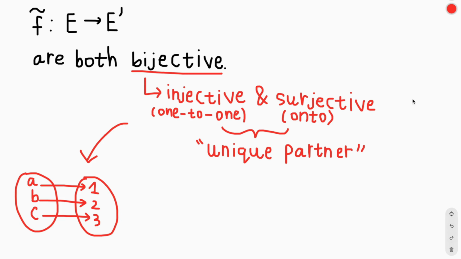And if you map it differently, right, you say A goes to 2, C goes to 1, and then B goes to 3, it still satisfies that condition. So it doesn't really matter if you draw the connecting lines a little differently, but what really does matter is that everything is connected with a unique partner.